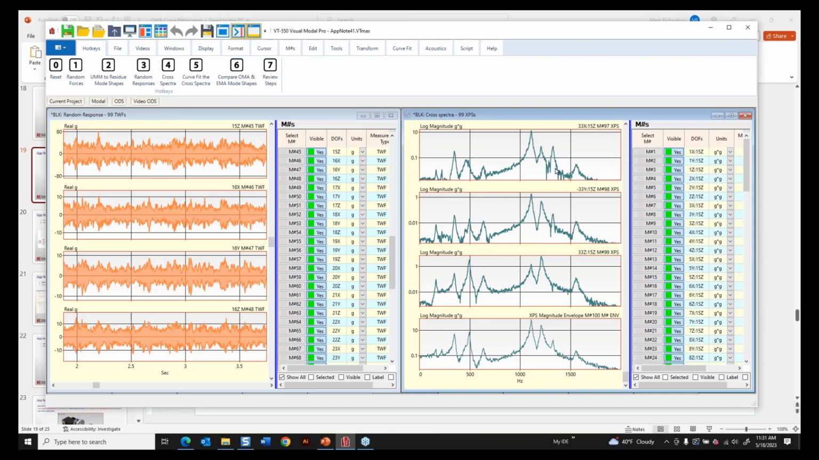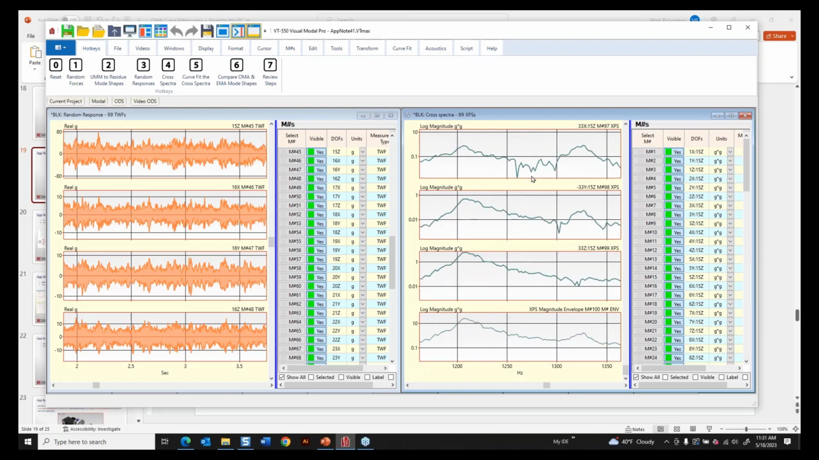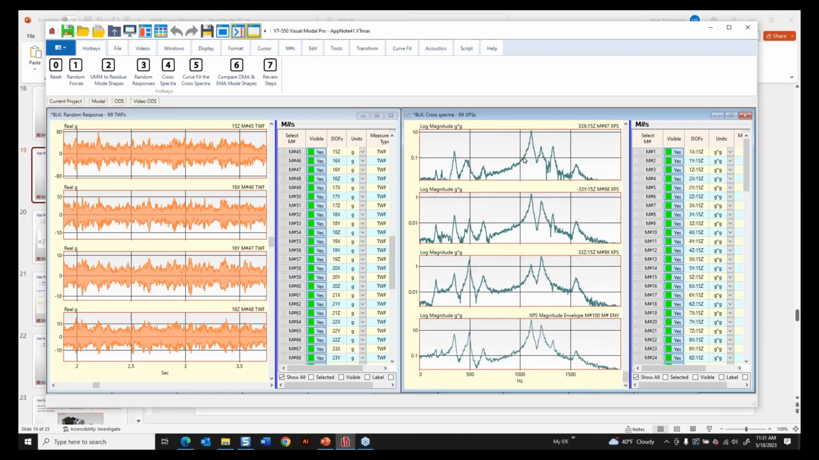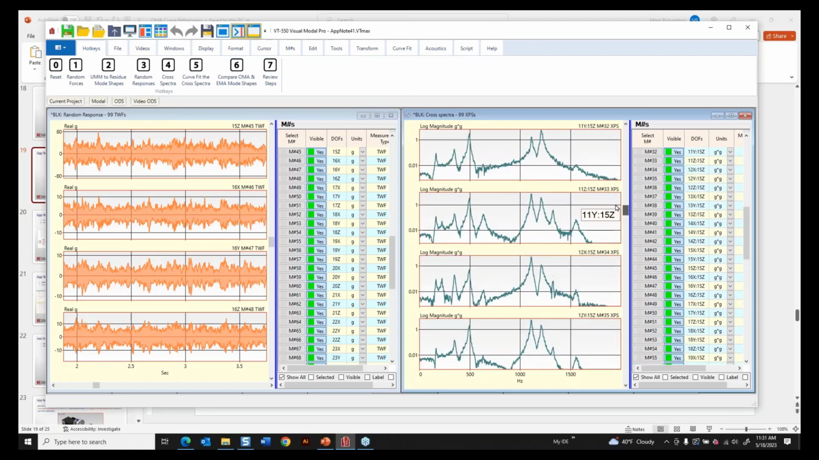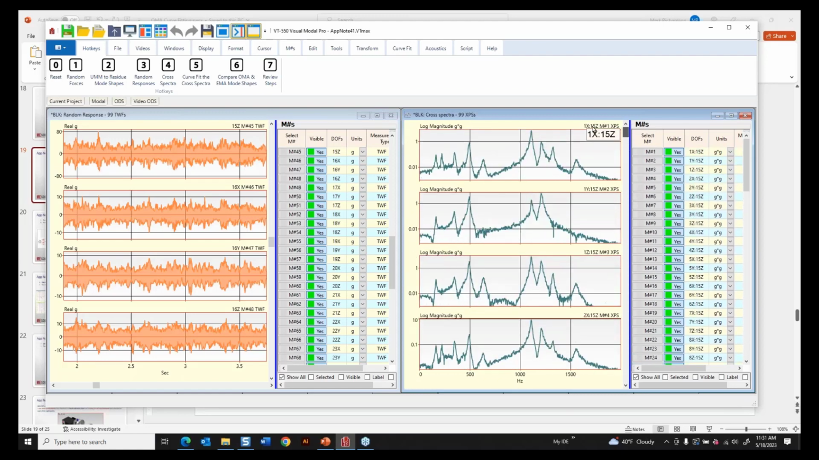So this is what they look like. We can scroll through here. Well, let me just scroll through and look at some of these. You can see some peaks in here, but it's still relatively noisy.